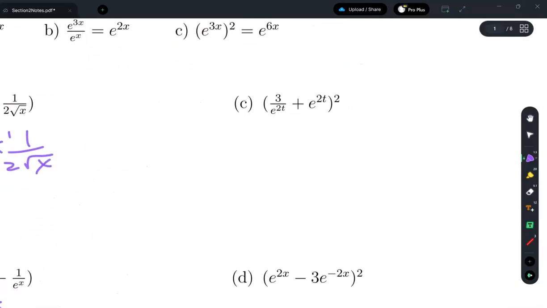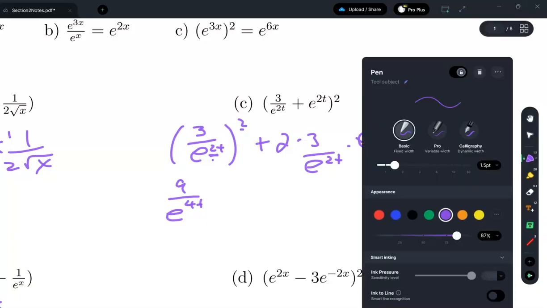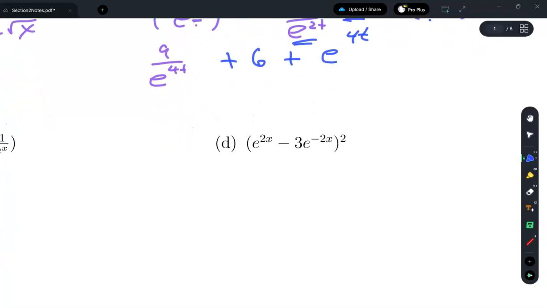All right, let's look at this one. We're going to use our special product. So we're going to take (3 over e to the 2t) squared plus 2 times 3 over e to the 2t times e to the 2t plus (e to the 2t) squared. Let's make sure we know what that means. I'm going to square everything, so I get a 9. And when I square this, I get e to the 4t because I multiply those exponents. Then these two e to the 2t's cancel, so I'm just left with the number 6 in the middle. And then this last term, I multiply those, so I get e to the 4t. And that's it.